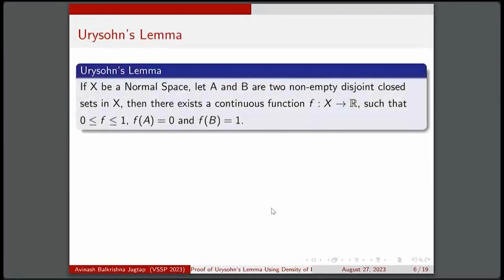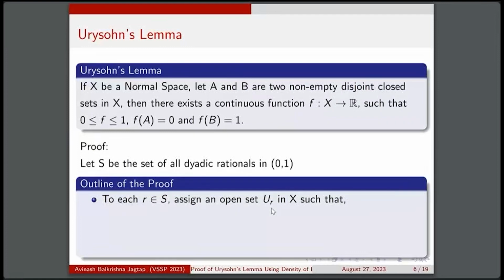Now let's see Urysohn's lemma. So what does Urysohn's lemma say? If I have a normal space, let's say X, then if I take any two non-empty disjoint closed sets in X, I can separate them by using a continuous function. So let's see how we can do this. If we have two non-empty disjoint closed sets A and B, then there will exist a continuous map f from X to R such that f takes values between 0 and 1, and on A f attains the value 0, and on B f attains only the value 1.